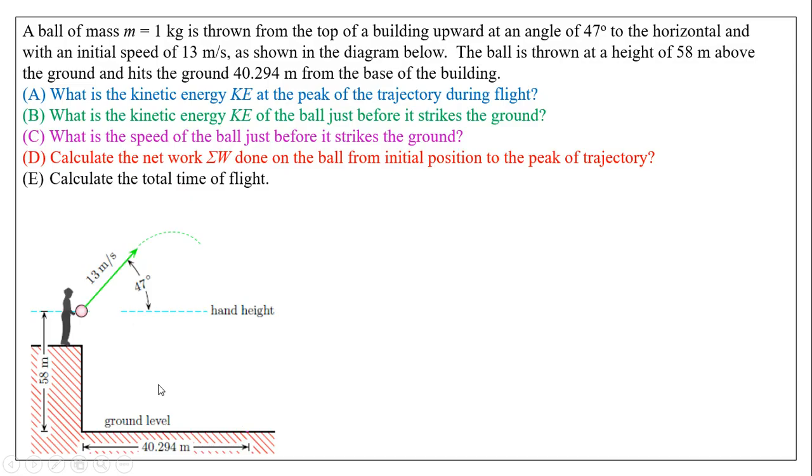All right, let's do this one. So here we have a ball of mass m1 kilogram. It's thrown from the top of a building at an angle of 47 degrees to the horizontal with an initial speed of 13 meters per second. It says the ball is thrown at a height of 58 meters above the ground, and it hits the ground 40.294 meters from the base of the building.